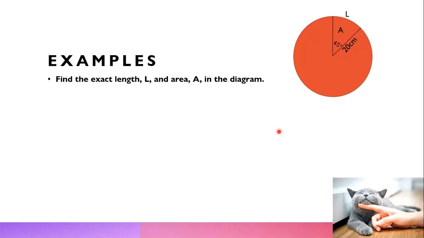Find the exact length L and area A in the diagram. Okay, so the length L is the arc length here, and the area A is the area of the sector. So we can either work in degrees or convert to radians. I'm going to show you how to do both.